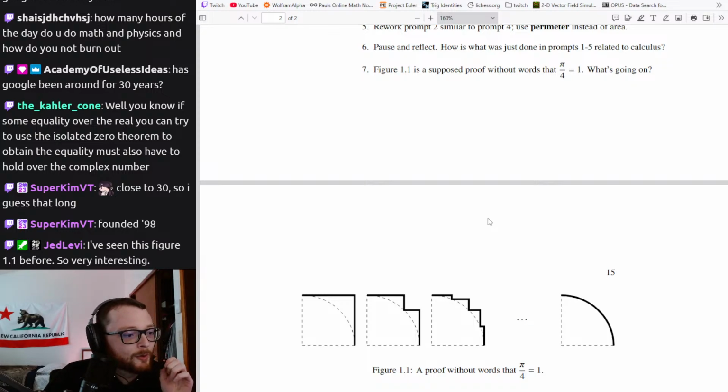You know some equality over the reals. You try to use the isolated zero theorem to obtain the equality, still to hold over the complex numbers. I remember you mentioned that theorem before.